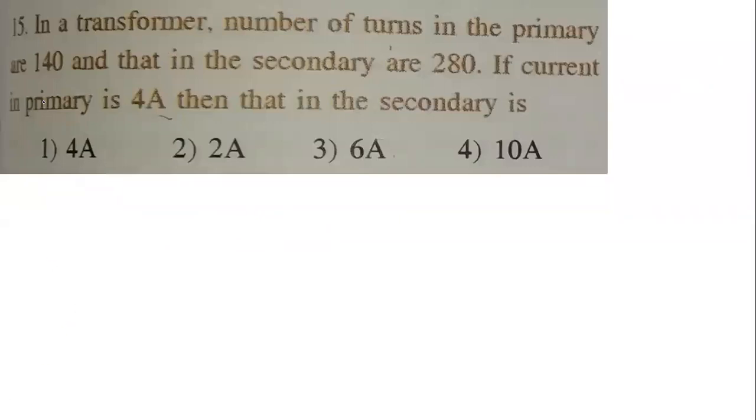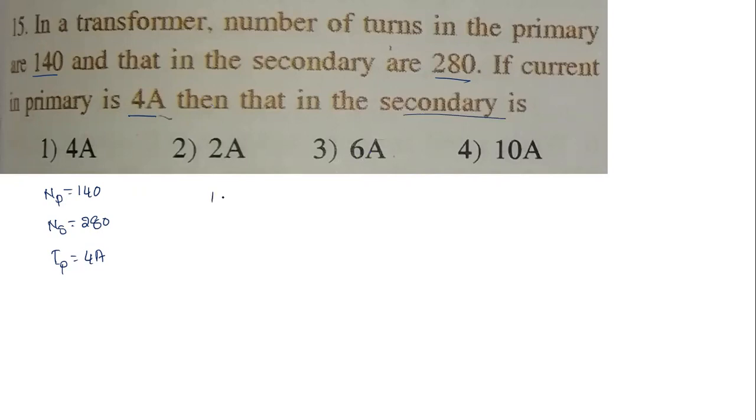Question number 15. In a transformer, the number of turns in the primary is 140. So I'm going to write number of turns in primary: how much? 140. And in the secondary, how much? 280. If the current in primary is 4 ampere, then the secondary current is how much?